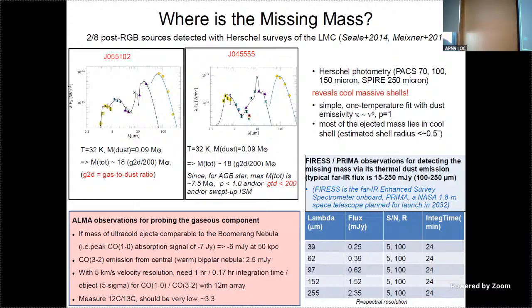ALMA observations are very useful for probing the gaseous component. For example, the mass of the ultra-polar ejecta compared to the Boomerang Nebula, you could clearly see within a reasonable amount of integration time. An important thing to also measure, which you can do with ALMA, is the 12 carbon to 13 carbon ratio, which should be relatively low if these are post-RGB objects. Okay.